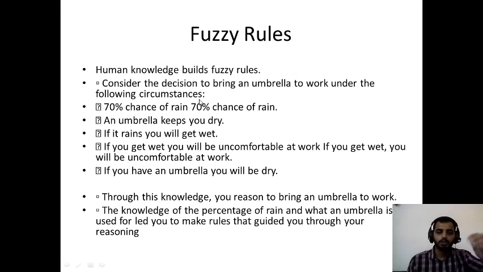Now what is the next point? It says, through this knowledge you reason to bring an umbrella to work. The knowledge of the percentage of rain and what an umbrella is used for led you to make rules that guided you through your reasoning. See, this is very simple.